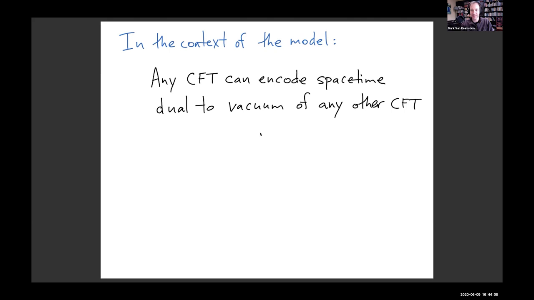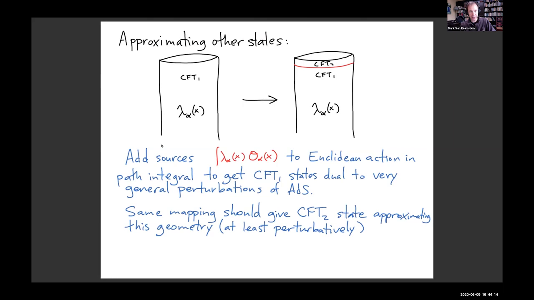Of course, we could have also started with the same picture, but now add sources for various operators in the Euclidean path integral. If I add sources for various operators in the path integral, I can get very general states of my CFT1 that would correspond to very general space-times, arbitrary perturbations on top of that AdS, which I could describe using some sources. And then exactly the same construction works.